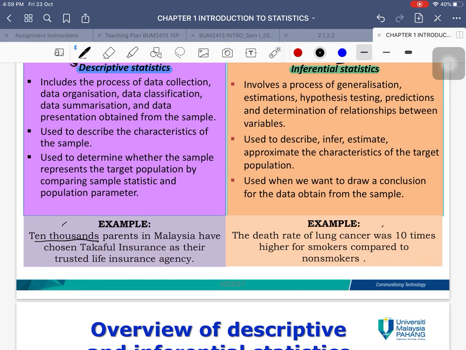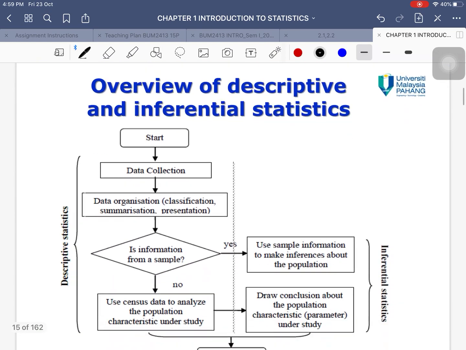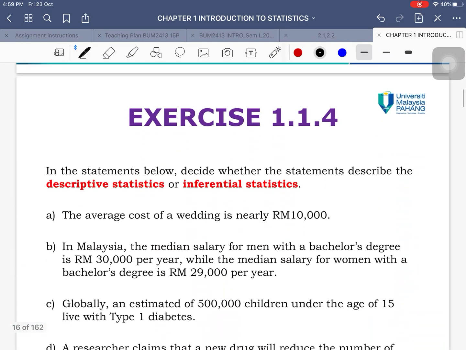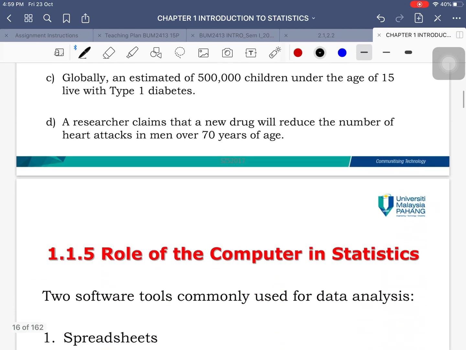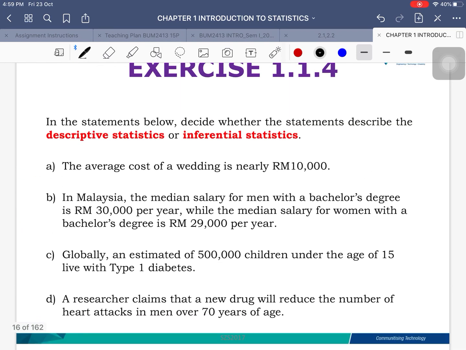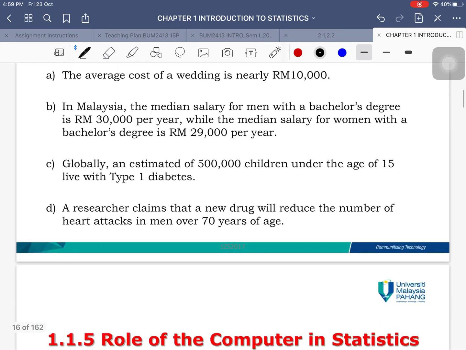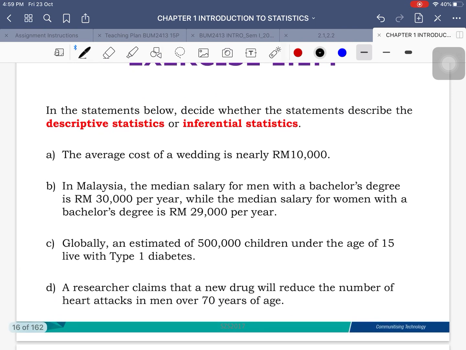For inferential statistic here, we have the death rate of lung cancer was 10 times higher for smokers compared to non-smokers. So here, this is actually a conclusion. We conclude that the risk of death from lung cancer for smokers is about 10 times that of non-smokers. Right, so this will be the idea. Now we have 4 statements right here, so let's go through this together and decide which one is going to be inferential and which one is going to be descriptive statistics.